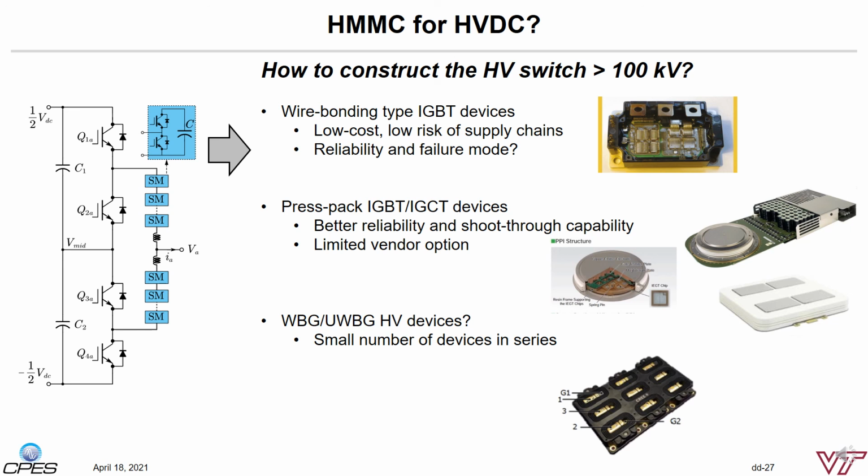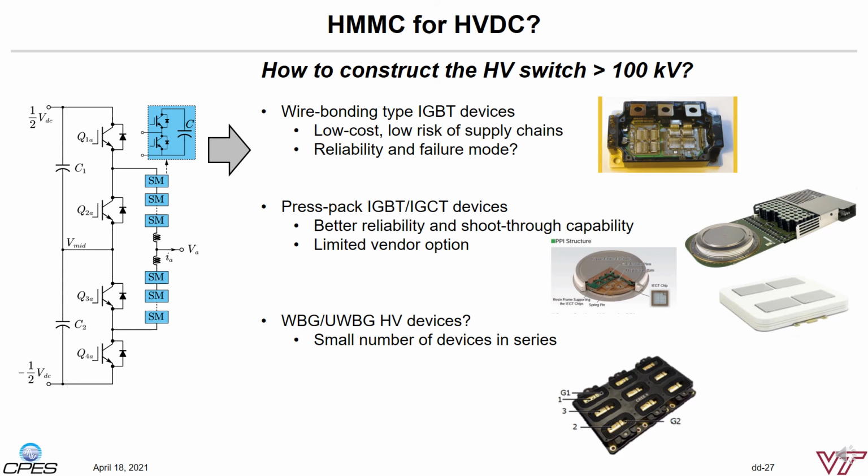The first option is the wire bonding type IGBT modules. The benefit is the low cost and low risk of supply chains, but stacking such modules in series to hundreds of kilovolt level might need some more study on reliability and failure mode as well as the protections. But technically it's possible.